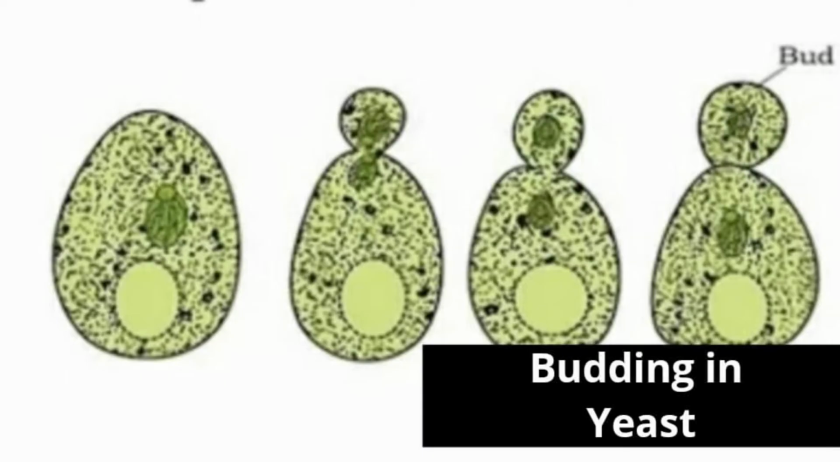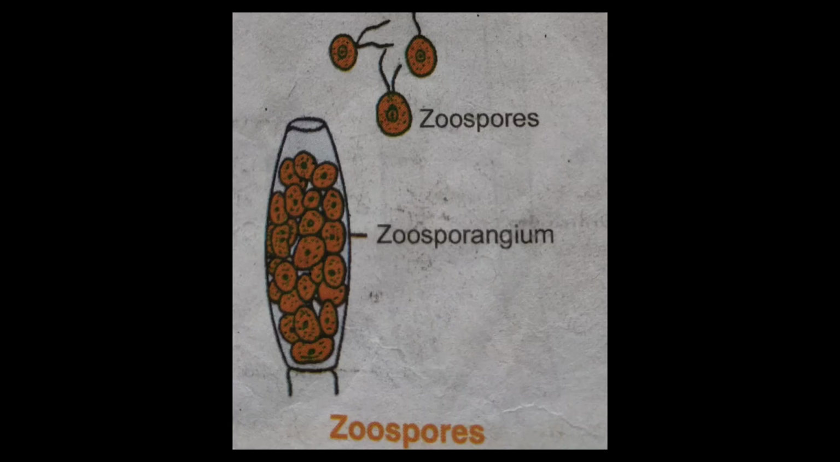And here we are going to talk about the fungi kingdom, in which asexual reproduction is by vegetative reproduction, by budding. Yeast reproduces by budding. The asexual spores are zoospores, which are endospores, motile spores. We can see the flagella, which help in motility.